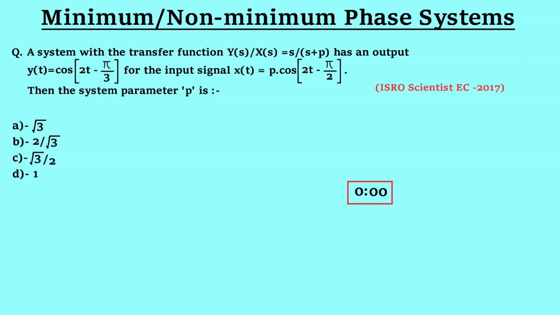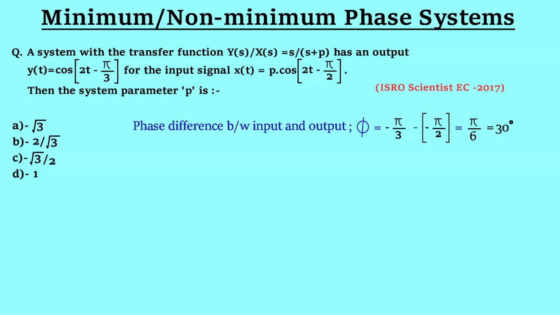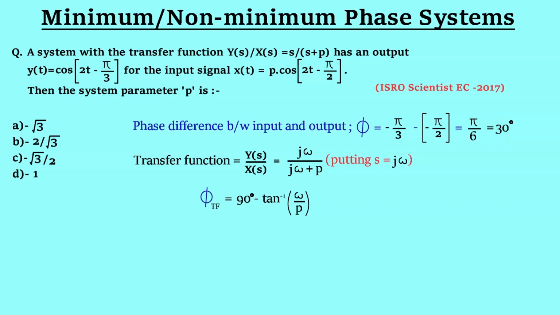This is a very unique question, neither easy nor difficult, but a unique question. First, we will find the phase difference between the input and output, which we will get to be equal to 30 degrees. The transfer function is already provided in the question. We have simply replaced s with j omega. As I just told you, for sinusoidal inputs, we neglect the damping factor. That's why we have placed only j omega in place of the Laplace variable s. The phase difference which will occur due to this transfer function will be equal to 90 degrees minus tan inverse omega divided by p.